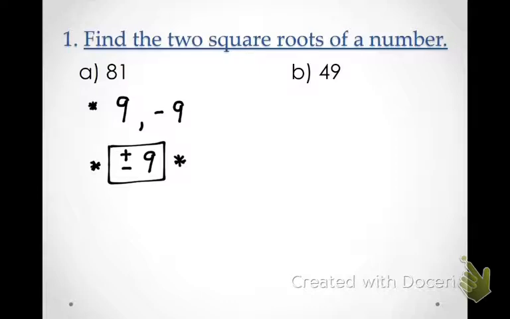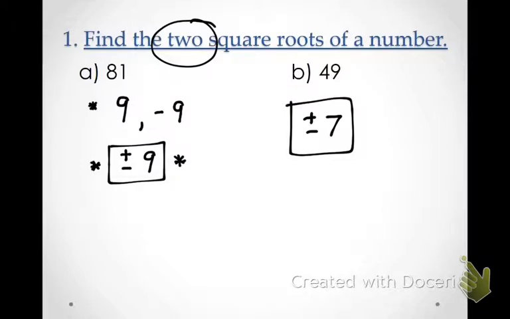Okay, problem B, 49. What is it? Positive negative 7. Okay, 7. And once again, because I want 2, it can be positive or negative, or positive and negative 7. Questions?